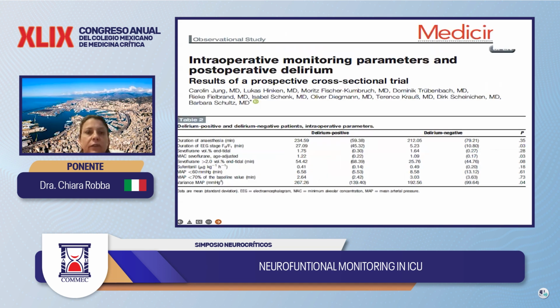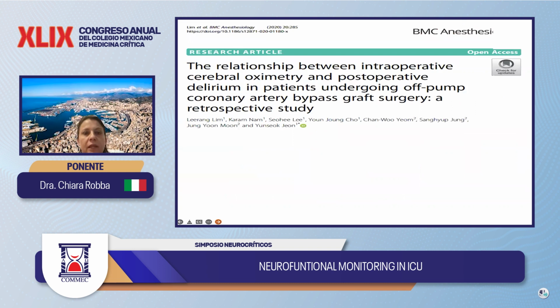I think so. This is, for example, a very interesting study which demonstrated, using intraoperative EEG, that alterations in the intraoperative settings are associated with a very high risk of postoperative delirium. Delirium, you know, is a very important topic and a major issue in the postoperative and ICU settings. If we can predict it and optimize the cerebral metabolism in the early phase, this can really improve outcome and make our life easier.